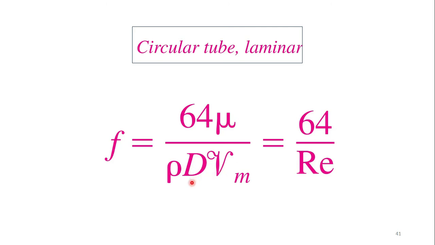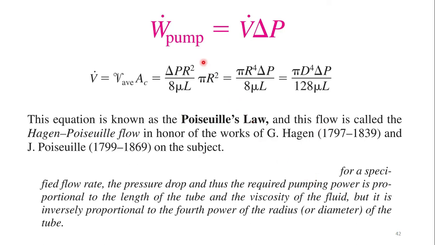This equation shows that in laminar flow the friction factor is a function of Reynolds number only, and it is independent of the roughness of the surface. Once we have the value of the pressure drop, the next step is to determine the pumping power which is required for that particular operation.